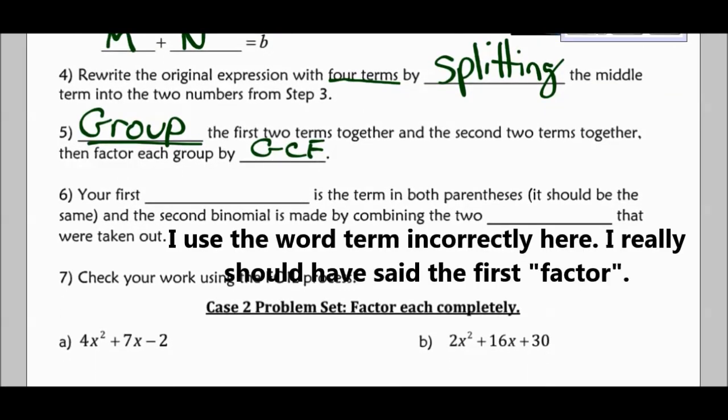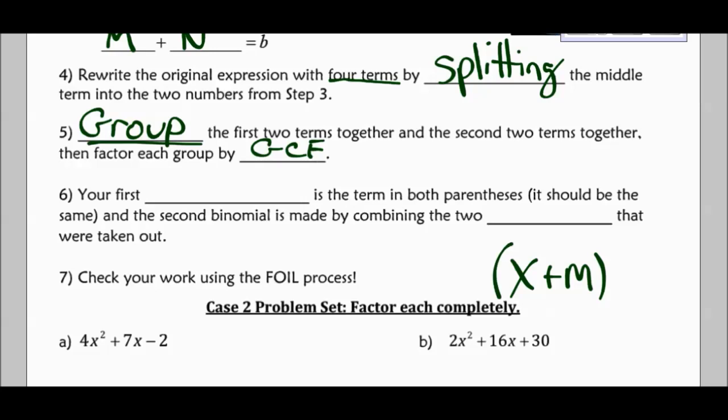The first term, when I say term, I mean x plus m. That is going to come from whatever's in both of these parentheses. The first term comes from whatever is left in both parentheses. The second one, I'm going to call that x plus n. That's going to come from combining the 2 GCFs that we pulled out. You can still FOIL to check to make sure you did it correctly. I get that probably doesn't make a lot of sense without doing practice problems.